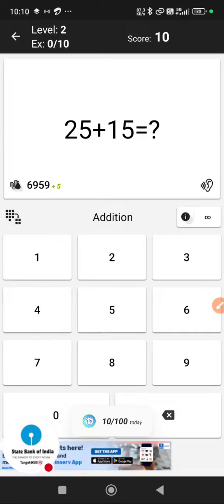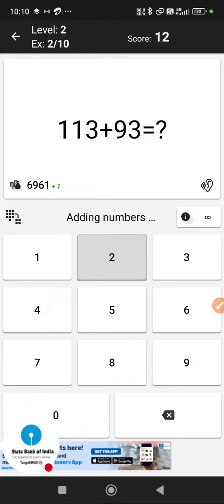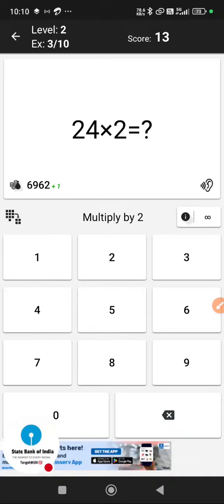Next one. 25 plus 15, which will be 40. Here 22. 206. 52. Sorry, 48.